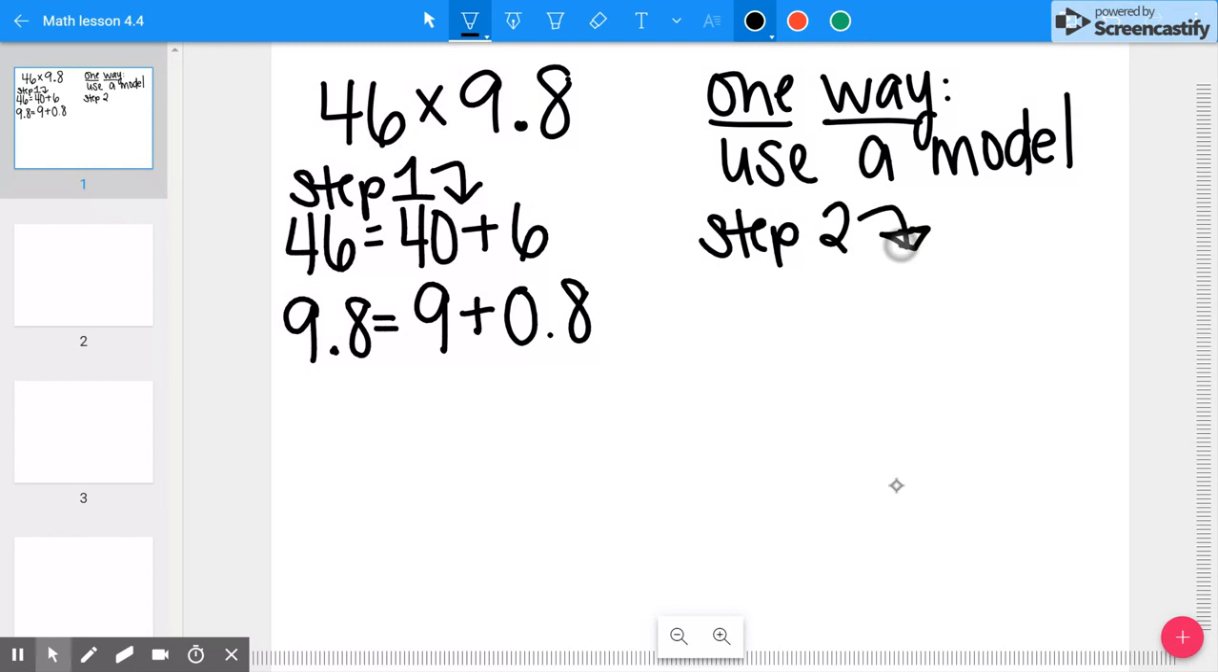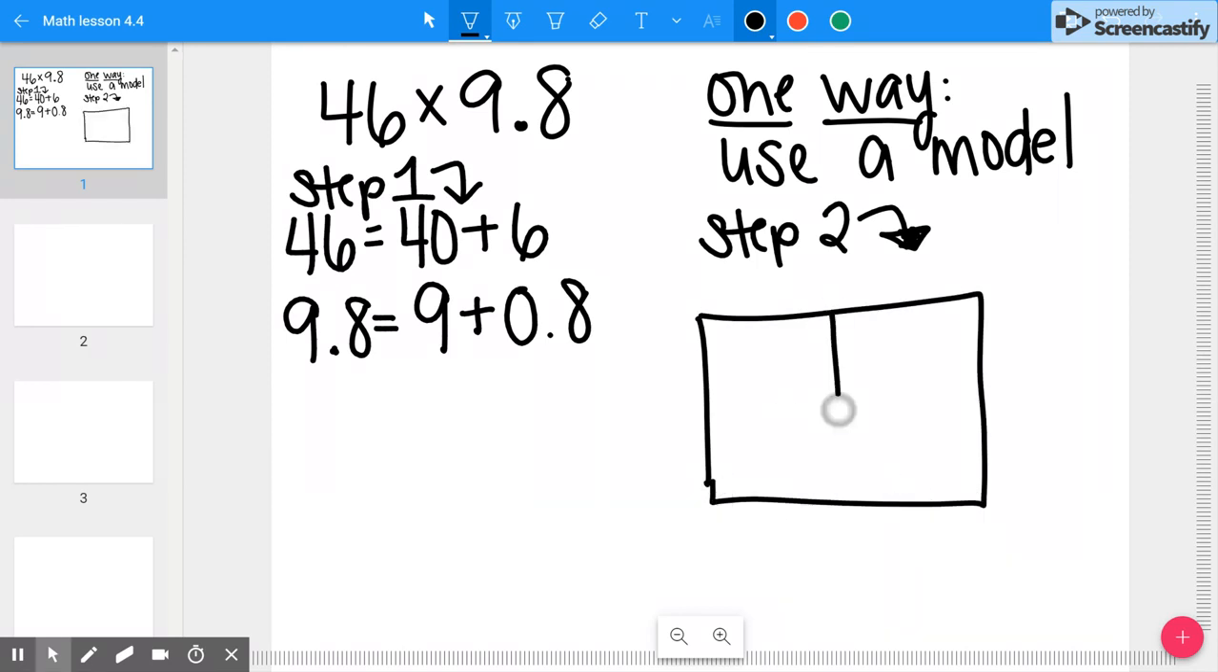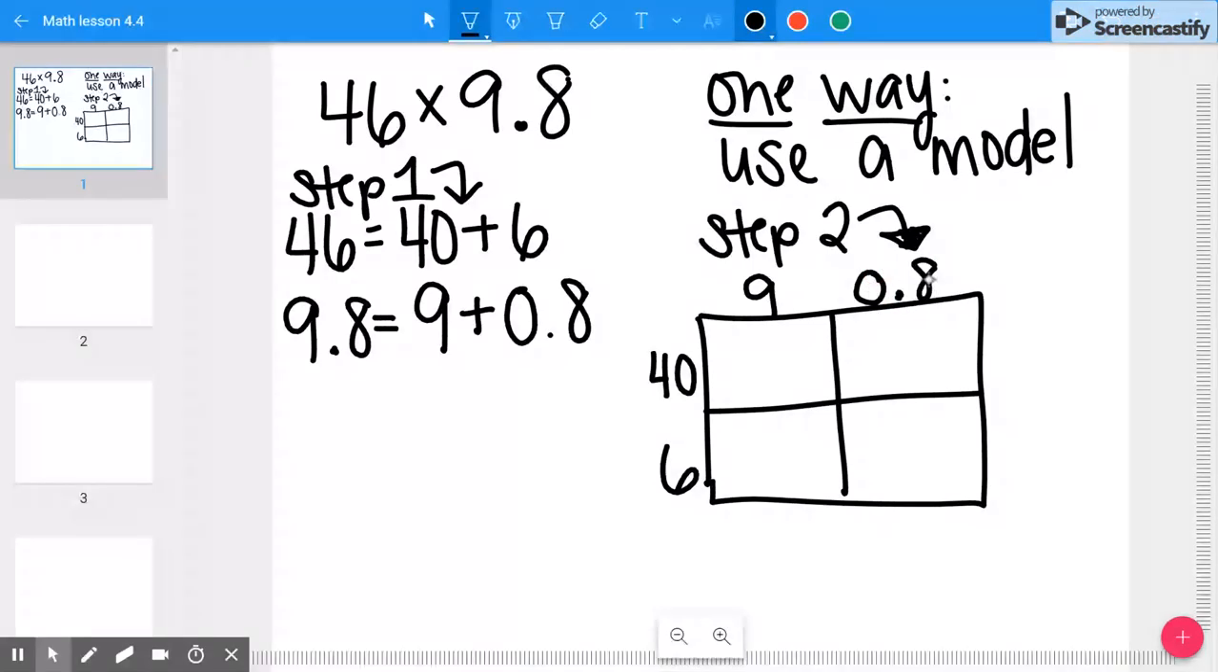Now when we create a model, I have 4 numbers, 1, 2, 3, 4. So I'm going to create a box that has 4 sections in it. And what I'm going to do is on this side here, I'm going to use my 46. So I'm going to write 40 and I'm going to write the number 6. And then along the top, I'm going to use 9 and 8 tenths. So I'm going to designate this spot as 9 and this spot over here as 8 tenths. So this is creating my model.